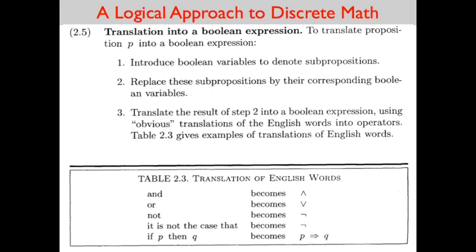Then the key English words that you look for are the words 'and', which obviously is conjunction. 'Or' becomes disjunction. 'Not' becomes negation; it is not the case that. And anytime you hear the words 'if then', if P then Q, that becomes P implies Q.